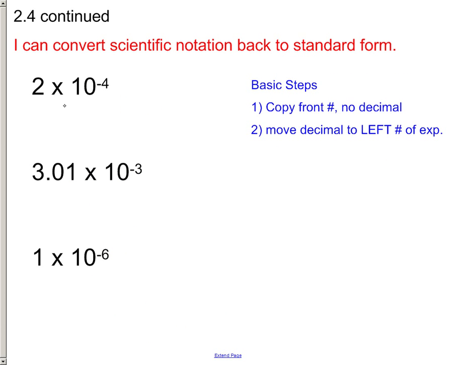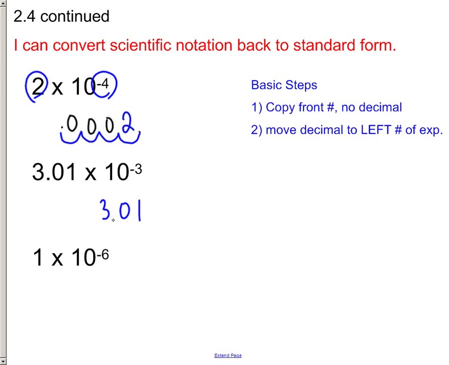Here we go. What about if we have scientific notation and we need to convert it back to standard form? Standard form is how you're used to writing it. First off, copy down the front number. In this case, it's a 2. And then move the decimal to the left. Here's where the decimal's at right now, and we need to move it to the left 4 times. So 1, 2, 3, 4. And that's where the decimal's going to wind up, and we need zeros for placeholders. So it's 0.0002.